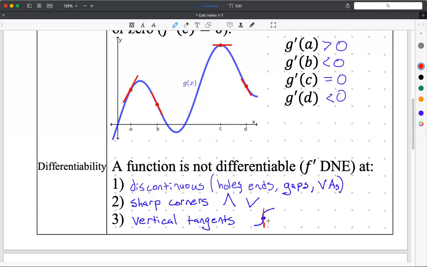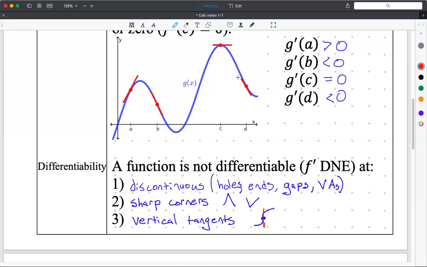Again, come on, you guys have to do it with me. Unmute your microphones, everyone. A function is not differentiable at discontinuities, sharp corners, vertical tangents. Again, one more time, come on. A function is not differentiable at discontinuities, sharp corners, and vertical tangents. There it is, okay.